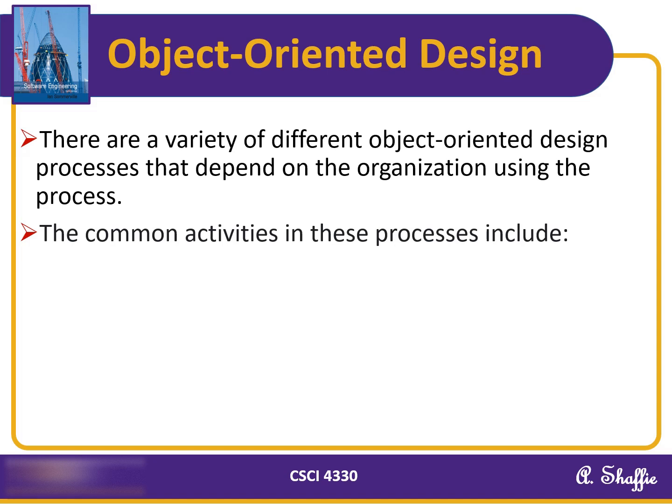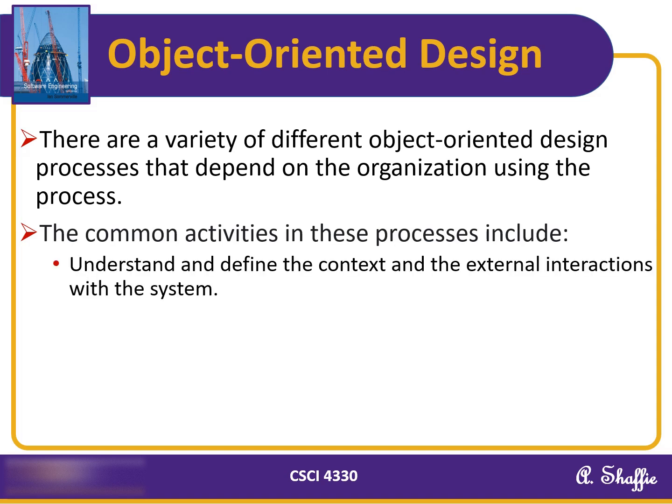Object-oriented design processes can vary depending on the organization implementing them, but they all share some common activities. Let's go over these activities briefly. First, you need to understand and define the context of the system and its external interactions. This step ensures that the system is well integrated with its environment. Then you will design the system architecture, which involves defining the structure and organization of the system's components.